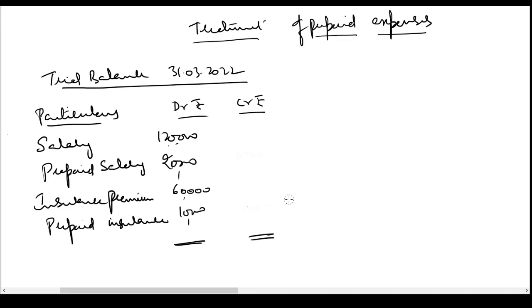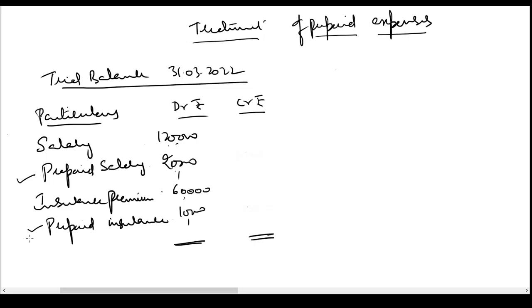Hi friends, in this video we'll learn how to deal with prepaid expenses when they are given inside the trial balance. So we are given a trial balance here, as on 31st March 22: salary 1,20,000, prepaid salary 20,000, showing a debit balance, insurance premium 60,000, prepaid insurance premium 10,000. Now prepaid salary and prepaid insurance are shown inside the trial balance.